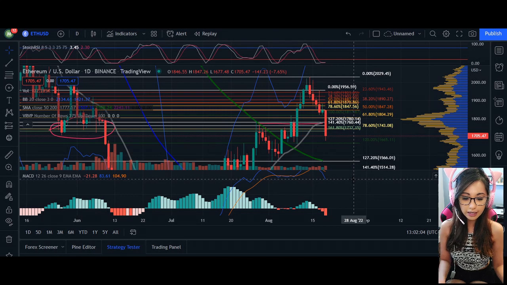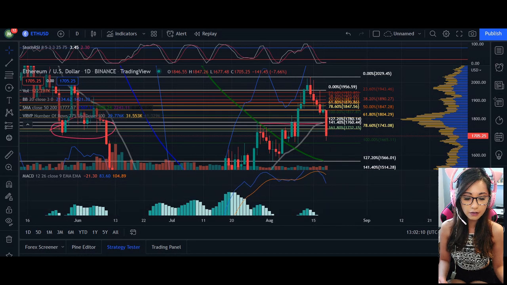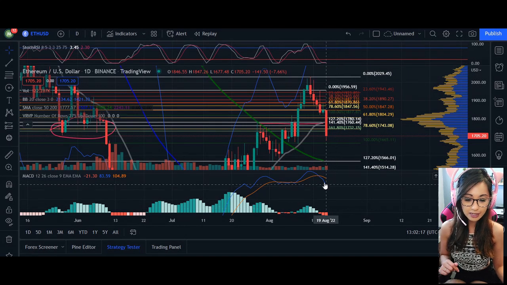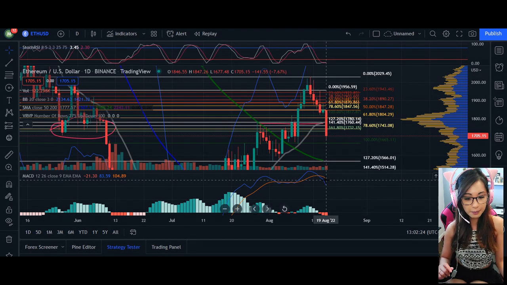Now, if we're taking a look at the MACD indicator here, we can see the spaces in between is quite far away, meaning that the switch over of a potential bear market into a bull market may not happen in the next couple of days or so. We need to be able to see these lines come together for us to signal that the trend may be over and is going to flip pretty soon.